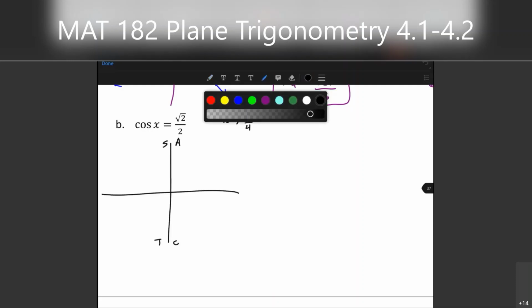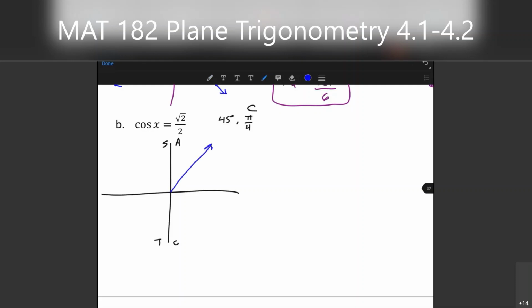So let's put that together. We'll sketch the first one. We'll just use blue. So 45 degrees, or pi over 4. And then we know we can draw that same reference in the fourth quadrant, because that's also where our cosine function is going to be root 2 over 2. Excellent.